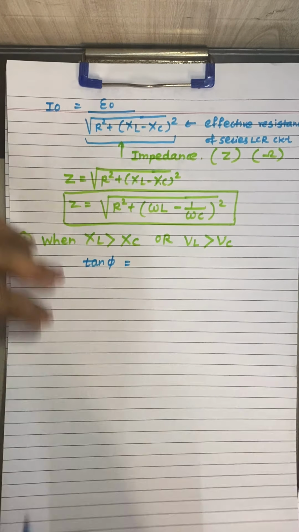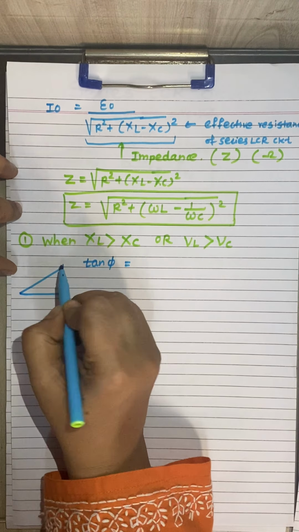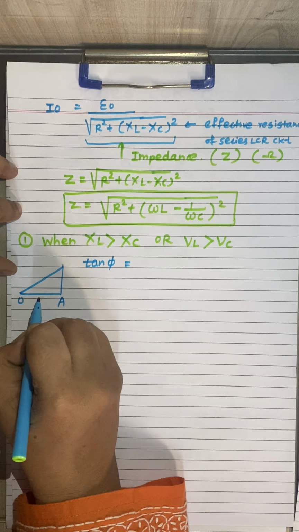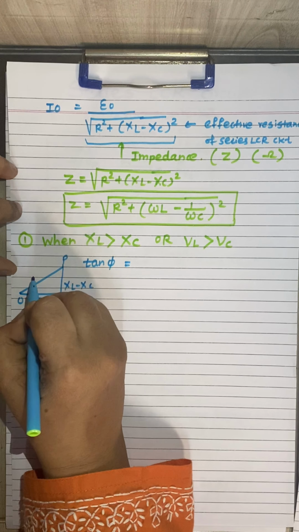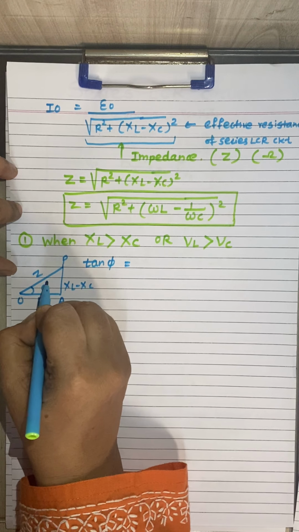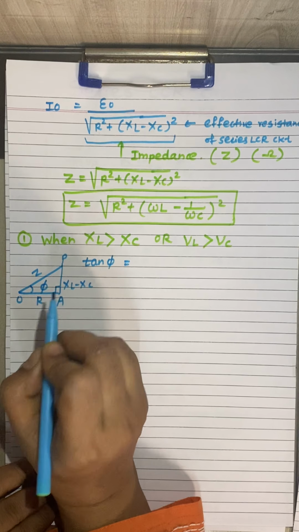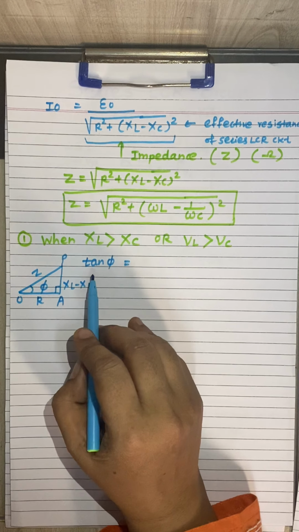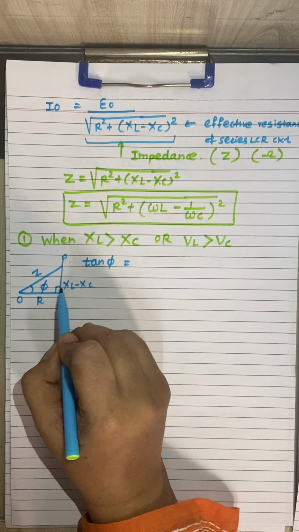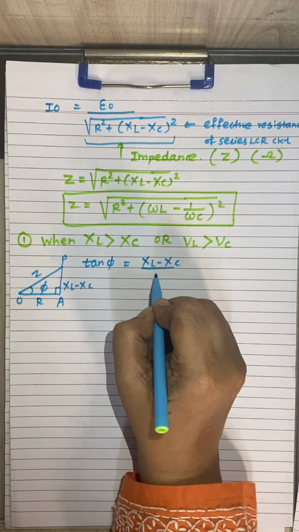Once again I will draw the triangle here so that you can understand it better. This is the triangle we have considered: this is R, this is XL minus XC, this is Z, and this is phi. The same diagram I have drawn here. Now it will be easy for you to understand. So when XL is greater than XC, tan phi is equal to XL minus XC divided by R.